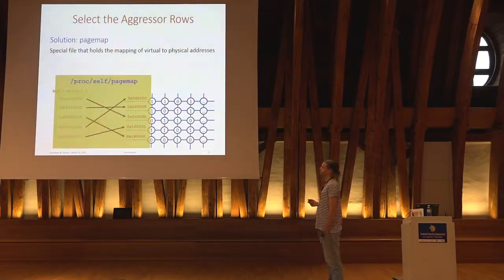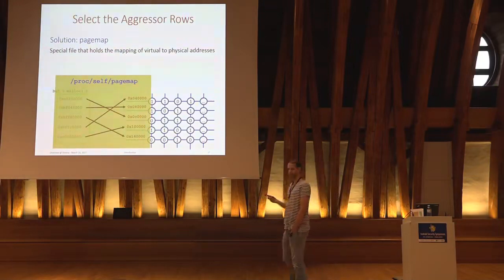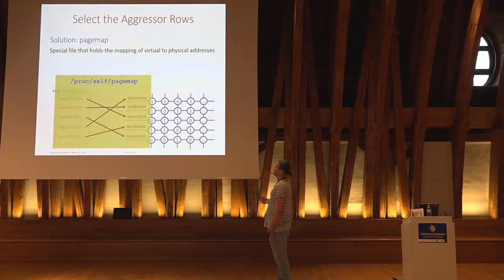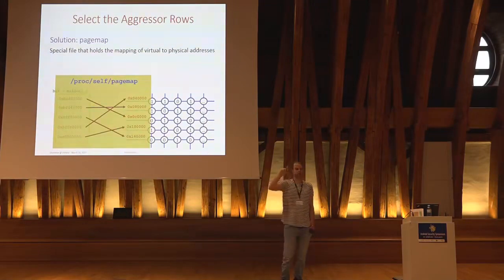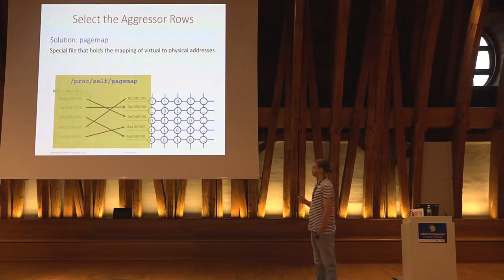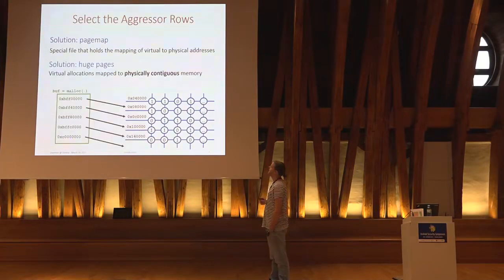Another solution is pagemap. On Linux, you have a special file for every process that is running. Basically, if you read from this file, you can find this exact mapping. So you can look up a virtual address I have here in my program: what is the physical address that belongs to it? And then you can use that to find out where to read from.